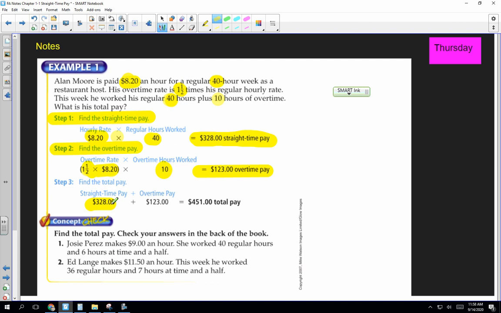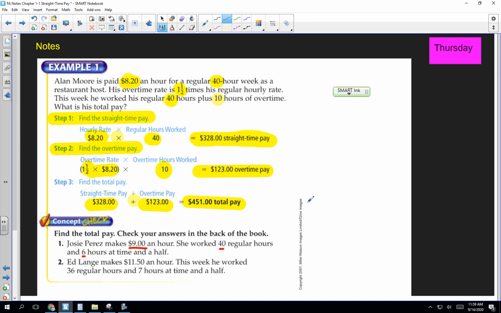Now we have to add his straight time and his overtime pay together. So in total, he makes $451 total pay. Let's do a couple of practice problems, and we'll follow that process. So our buddy Josie makes $9 an hour. She works 40 hours regular and 6 hours time and a half.